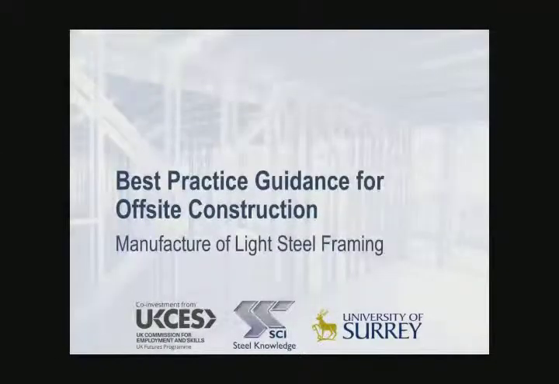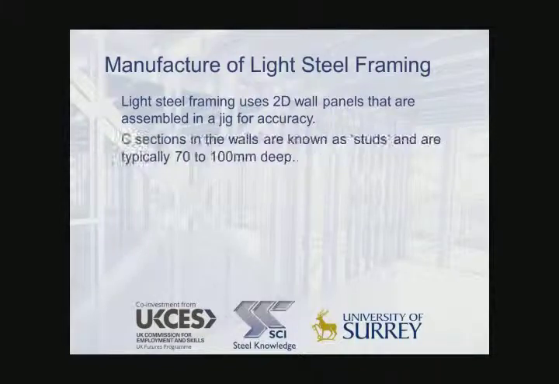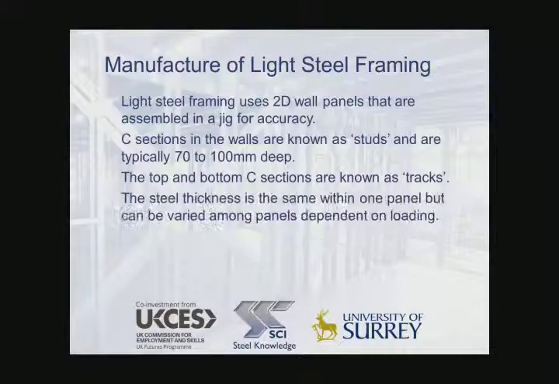This presentation covers the manufacture of light steel framing. Light steel framing uses two-dimensional wall panels that are assembled in a jig for dimensional accuracy. The C-sections in the walls are known as studs and are typically 70 to 100 millimeters deep. In a wall panel, the top and bottom C-sections are known as tracks.